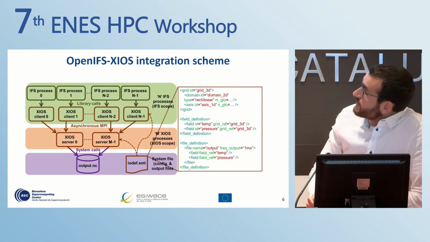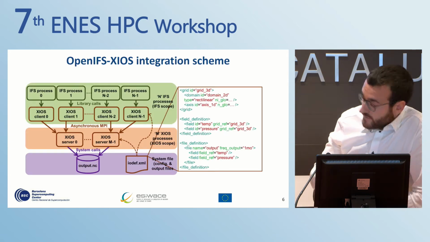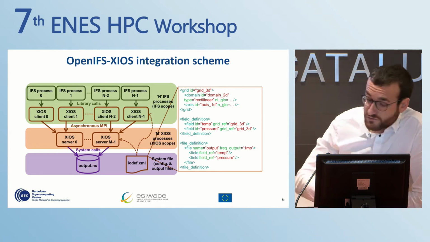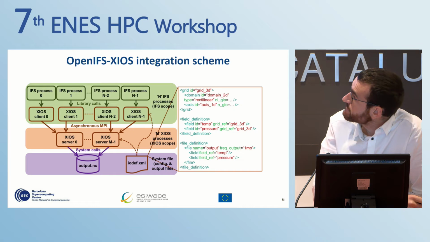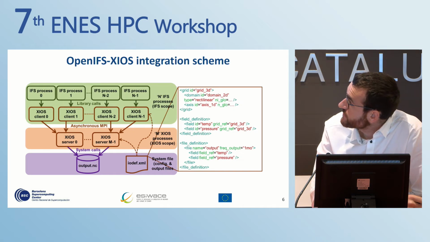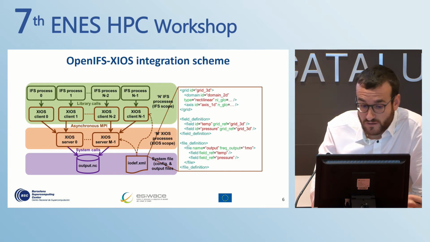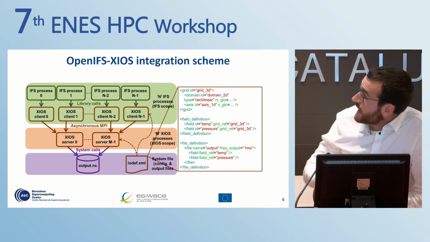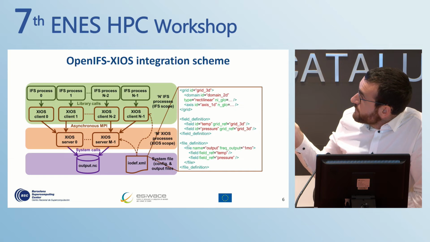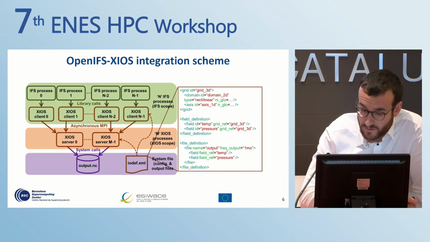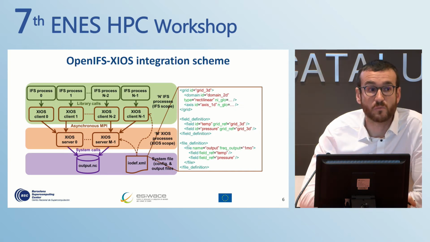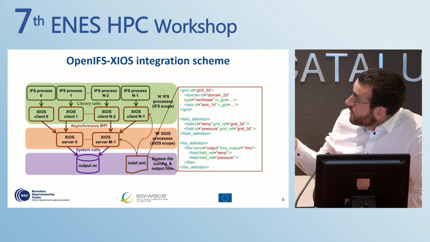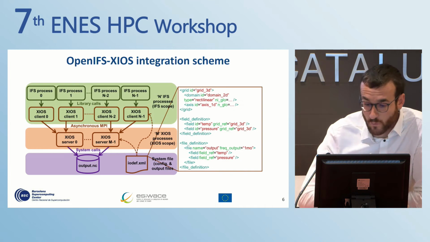So, this is the scheme of the integration. There are the IFS processes, or OpenIFS processes, which run an XIOS client instance, and those clients communicate data to the XIOS servers using asynchronous MPI communications. These XIOS server processes are in charge of compressing data, so compression is done out of the critical path of OpenIFS.